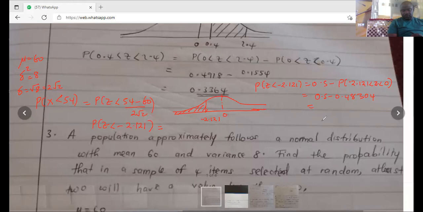We get 0.01696. That's the calculator. Someone read for me from the table. Read for me 2.121 from the table.